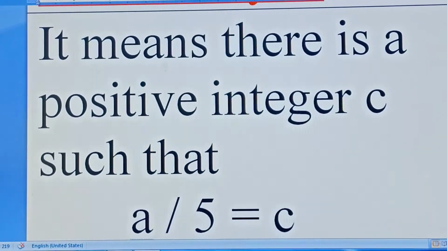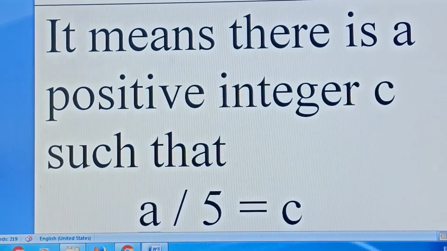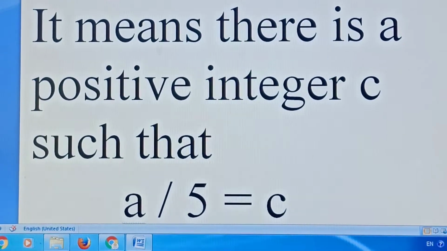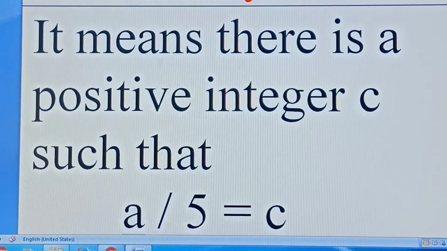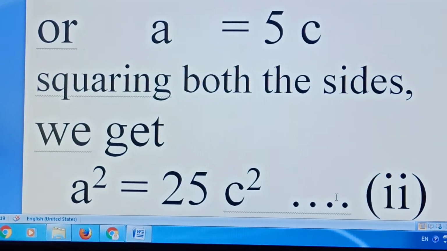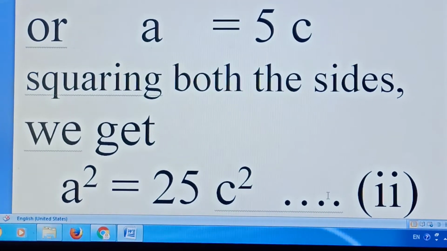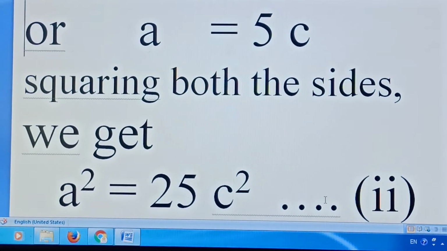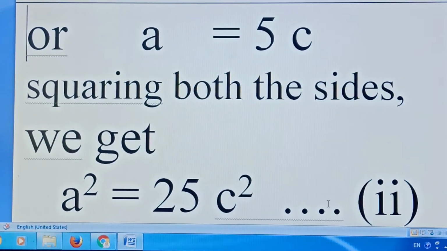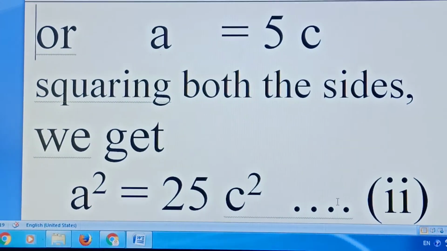And when a is divisible by 5, there must be some answer. Let it be c. It means there is a positive integer c such that a divided by 5 is equal to c, or a is equal to 5c. Squaring both the sides again, we get a square is equal to 25c square, and it is equation number 2.